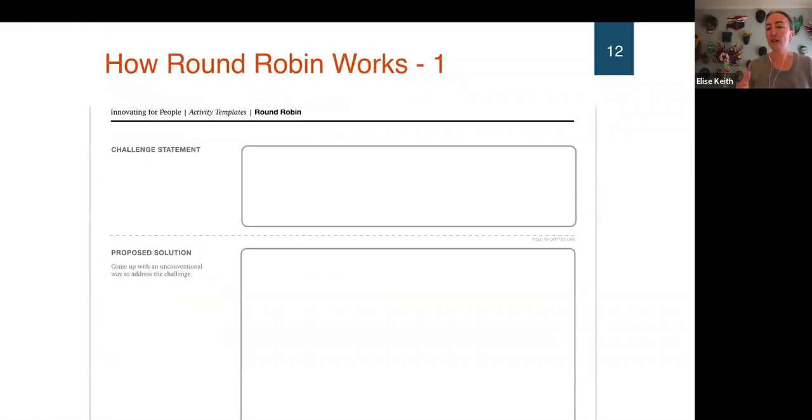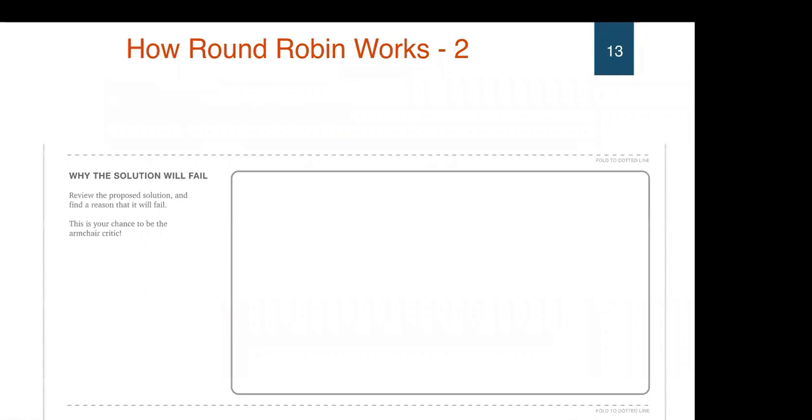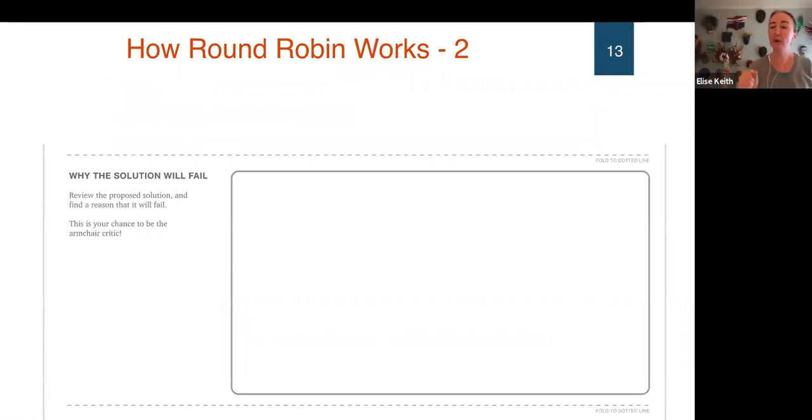In round 1, each individual gets a sheet of paper, and the challenge that you're trying to solve is written at the top, and then they write their proposed solution. Then they take that paper and they pass it to the person sitting next to them, and that person writes down all of the ways they think that proposed solution will fail. They're like, okay, yeah, lovely, but that's totally not going to work. And they write that out.